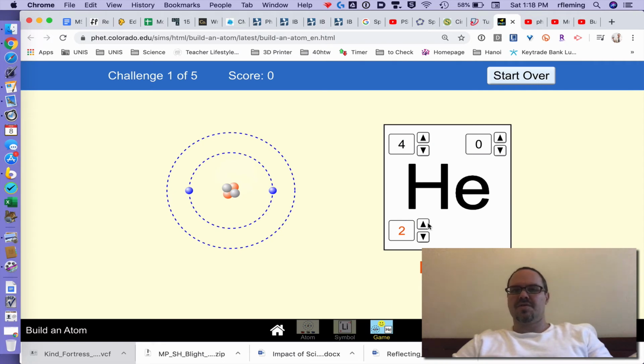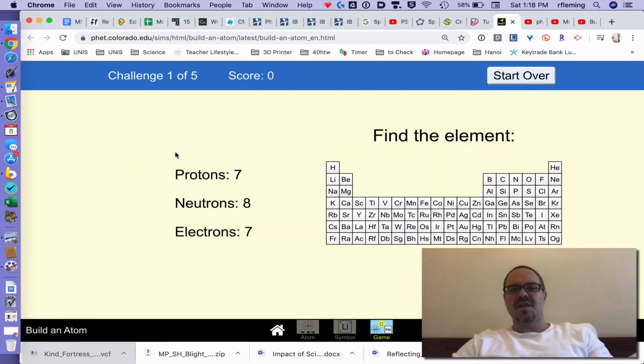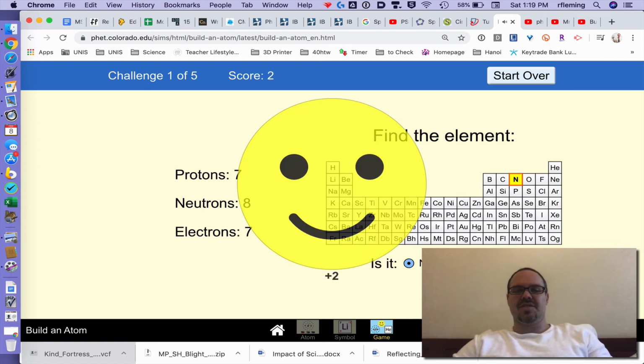Let's go back here. I want to start over. So this first game here, protons 7. Oh, I can find this. 1, 2, 3, 4, 5, 6, 7. Okay, and again, it's only the protons that matter for what element it is. Now it's asking, is it a neutral atom or ion? It has 7 protons, 8 neutrons, and 7 electrons. It's the electrons that give the charge along with the protons. Neutrons are neutrally charged, 0. So 7 pluses and 7 minuses gives us a neutral atom.